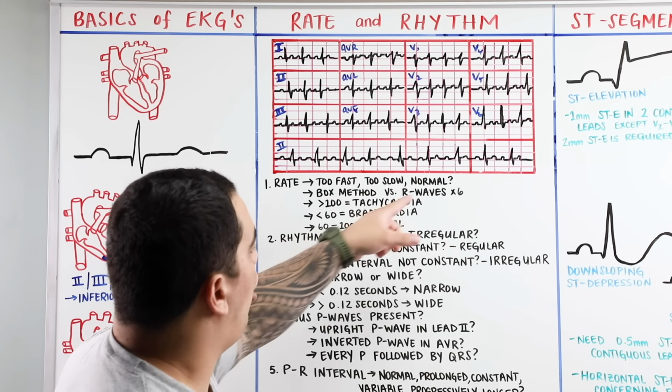Always, always, always VTAC until proven otherwise. Other things that it could be: SVT with a bundle branch block, sinus tach with a bundle branch block, or antidromic WPW. But by far the most important wide regular tachycardia is VTAC until proven otherwise.